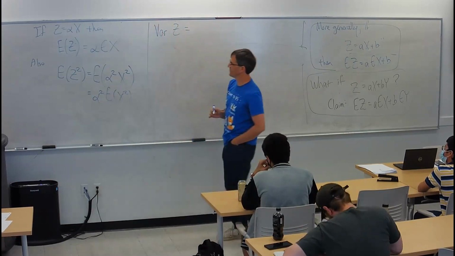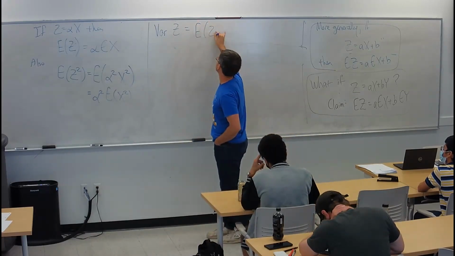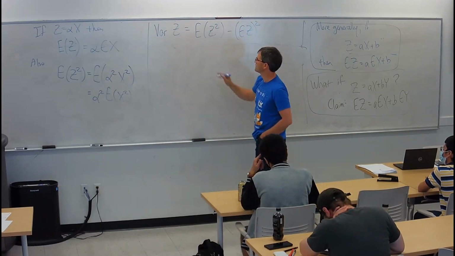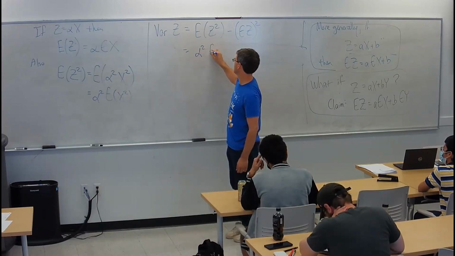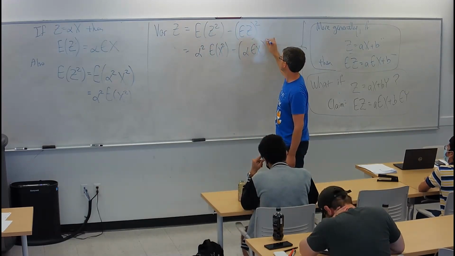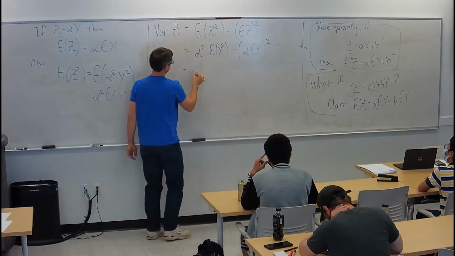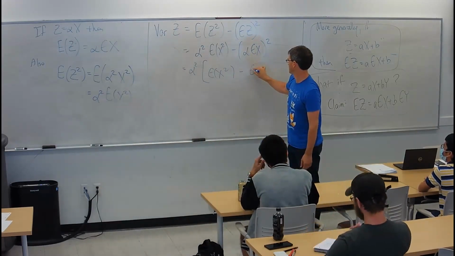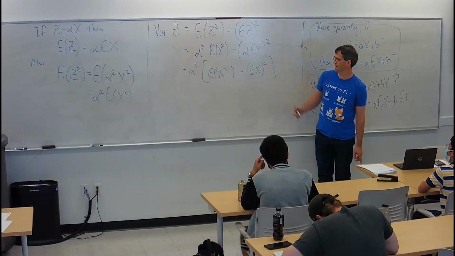So if I wanted the variance of Z, we know that's found by taking E of Z squared minus E of Z squared. We just found that E of Z squared is alpha squared E of X squared. And this was alpha E of X. Well, I can keep out that alpha squared. And so I get alpha squared times the variance.